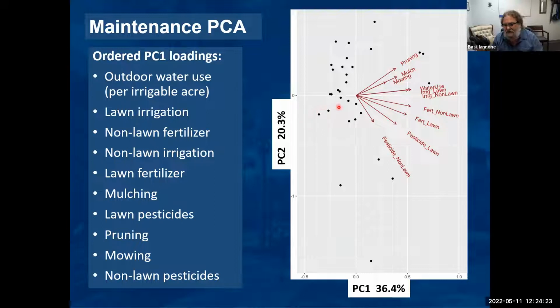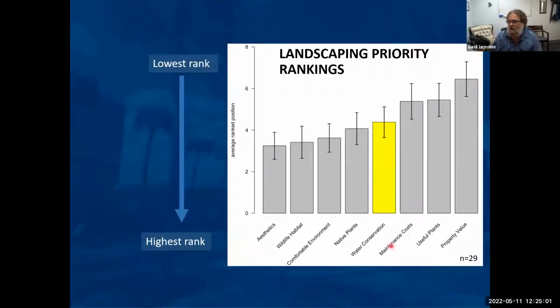And if you look across this going from left to right, what you see is these variables: outdoor water usage, lawn irrigation, lawn fertilizer, non-lawn fertilizers, and non-lawn irrigation. So lawn irrigation and fertilizer are what made people different going left to right. This individual over here is using more water, more irrigation, and more fertilizer than somebody on the left. So if you see water usage going left to right is very high, that already tells us that people who manage their yard more intensively are defeating the goal of water conservation.